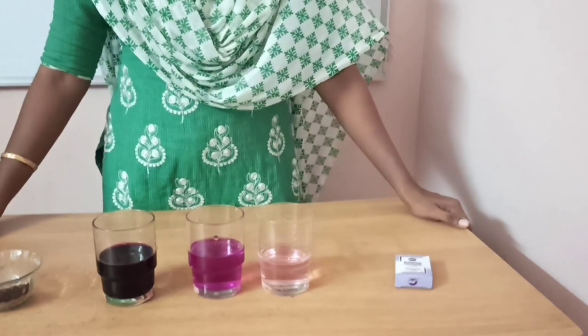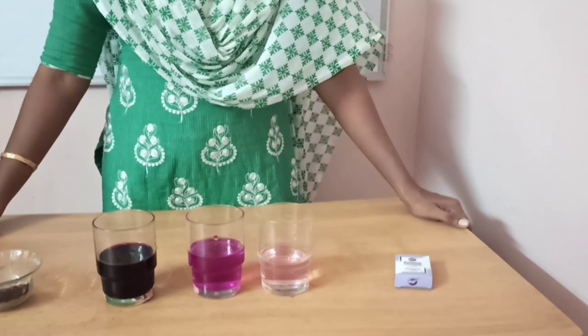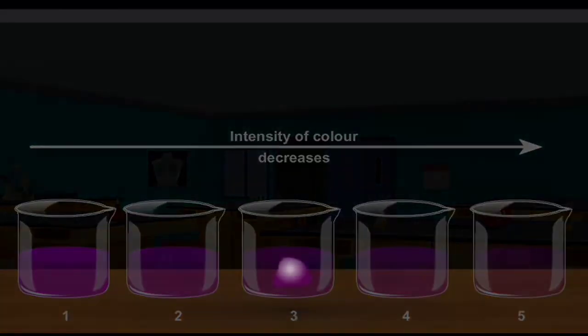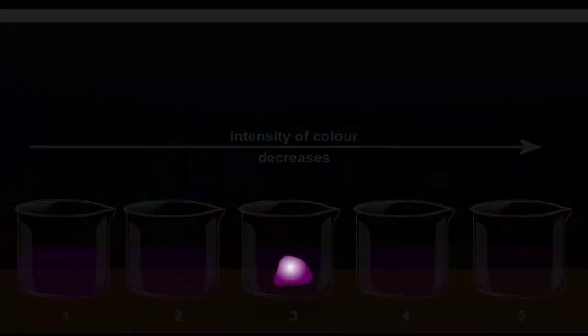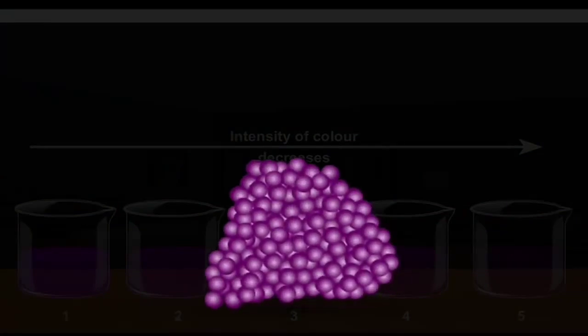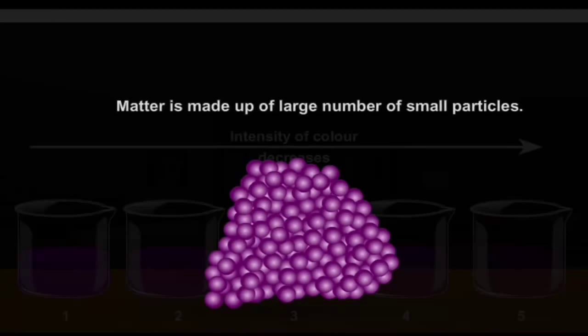A very few crystals of potassium permanganate can color a large amount of water. 2 to 3 crystals of potassium permanganate consist of millions of tiny particles which keep on dividing themselves into smaller and smaller particles, and that can be transferred from one glass to another, thereby causing the water in each glass to become pink in color. So we can conclude that matter is made up of particles, and these particles are very small in size.